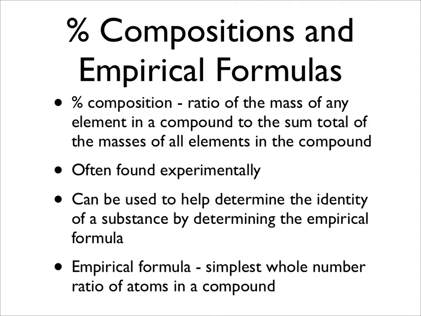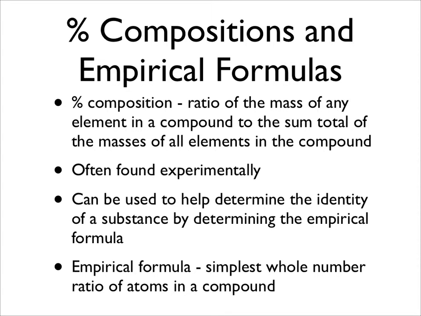All right, so I'm going to change gears a little bit and talk about how we get formulas from experimental data. That is the concept of percent composition and empirical formula. The percent composition is simply the ratio of the mass of an element in a compound to the sum total of the masses. An easy way to say this is it's the part over the whole. So for example, if I wanted the mass percent of hydrogen in water, I would take the mass of the two hydrogens over the total mass of the water. So 2 over 18. If I wanted the oxygen, it would be 16 over 18. So that's just the percent composition, a part over a whole, just how you always do percents.